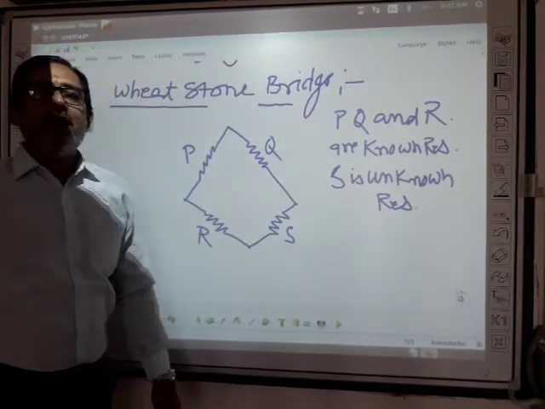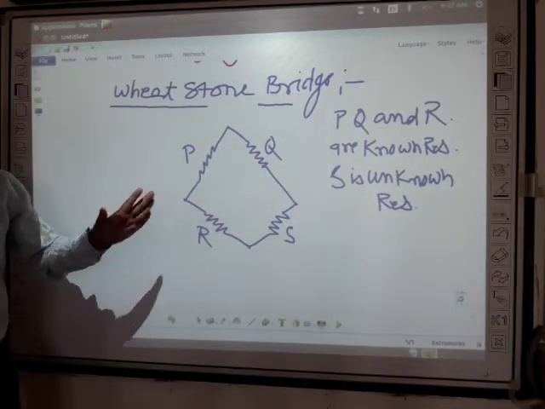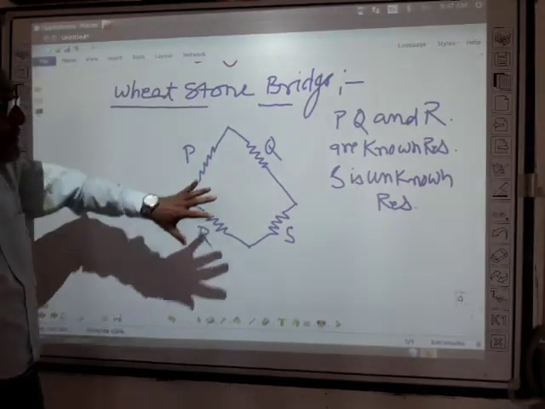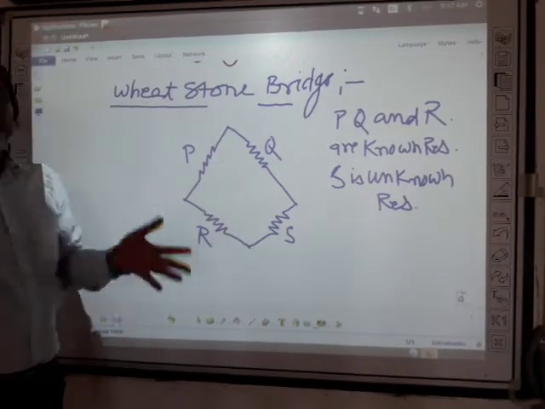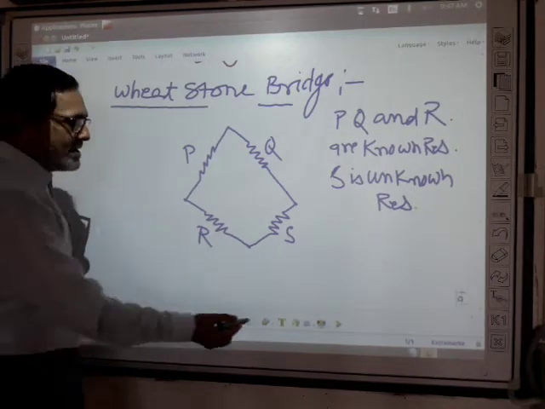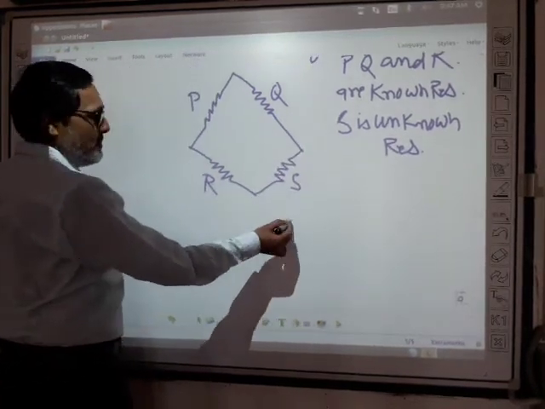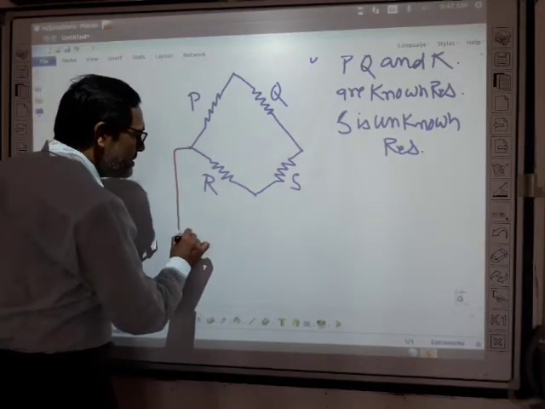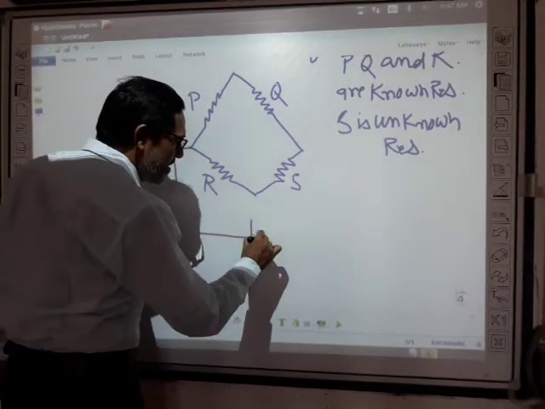S is the unknown resistance, and they are connected in this way. Now, in balance, how is the circuit to be balanced? That is the main point here. So we connect it through the cell.